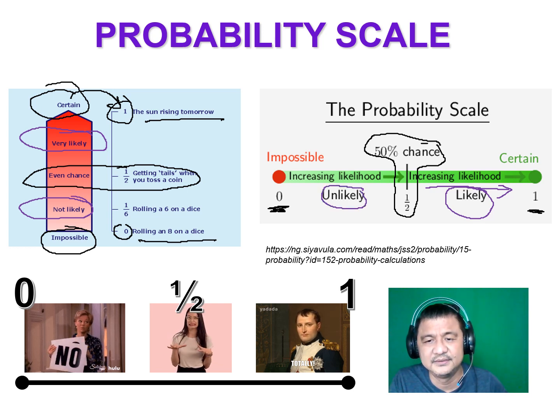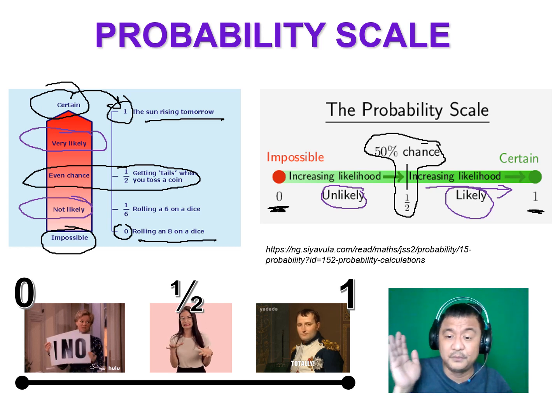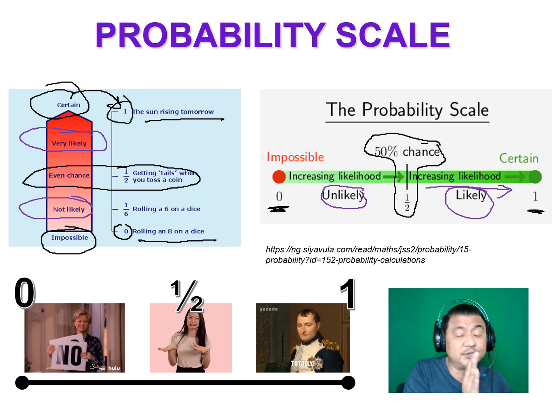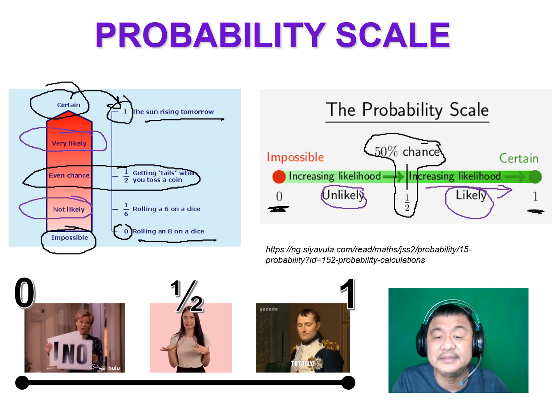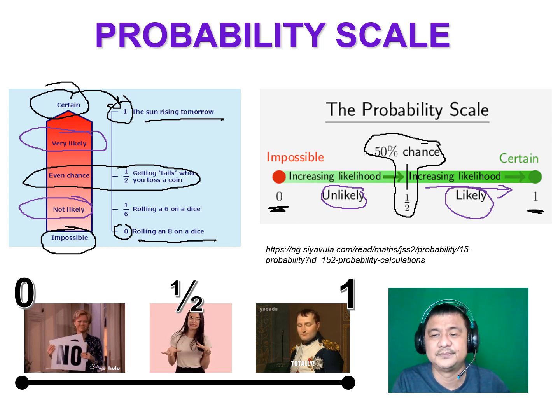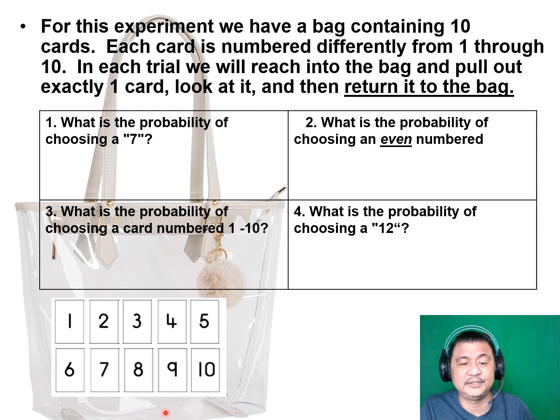And then the one between the impossible and the even chance, you could say not likely, or you could say unlikely. Okay, so remember, the scale is always from 0 to 1. You cannot go beyond 1. You cannot go lower than 0.